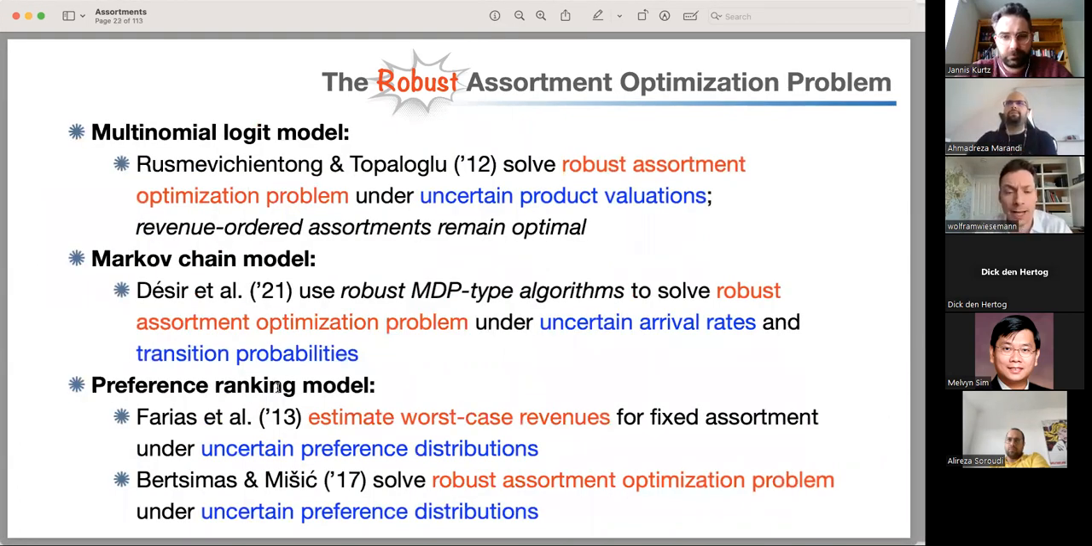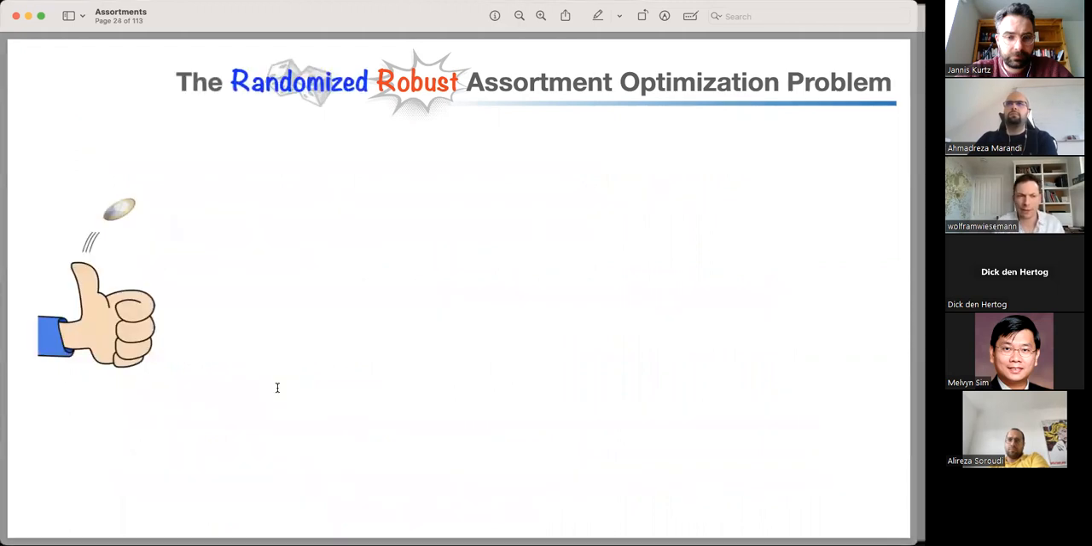Now, we are certainly not the first ones who propose to use robust optimization in the context of assortment optimization. Over the last 10 to 12 years, it has been studied quite intensively already. But what we are trying to investigate in this talk here is whether we can do more in the context of a robust assortment optimization problem.